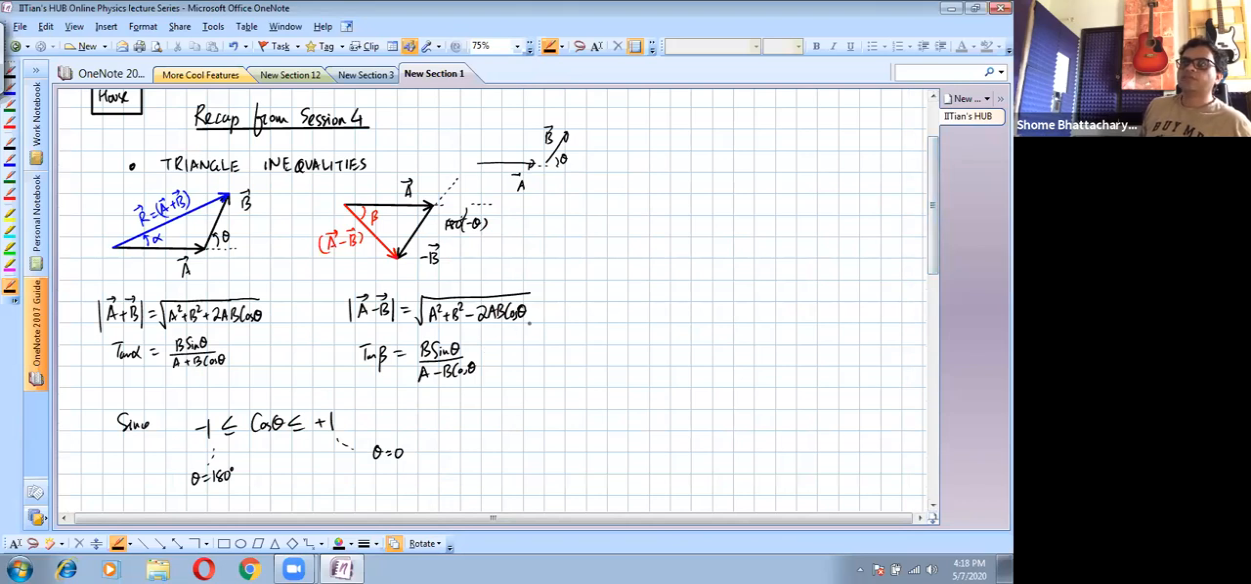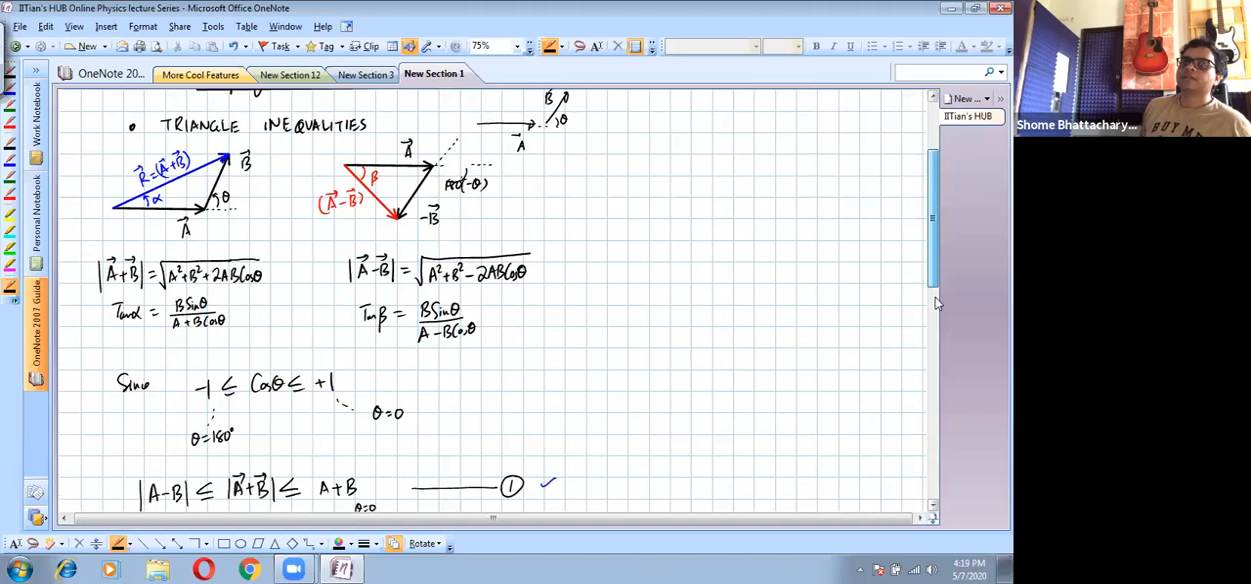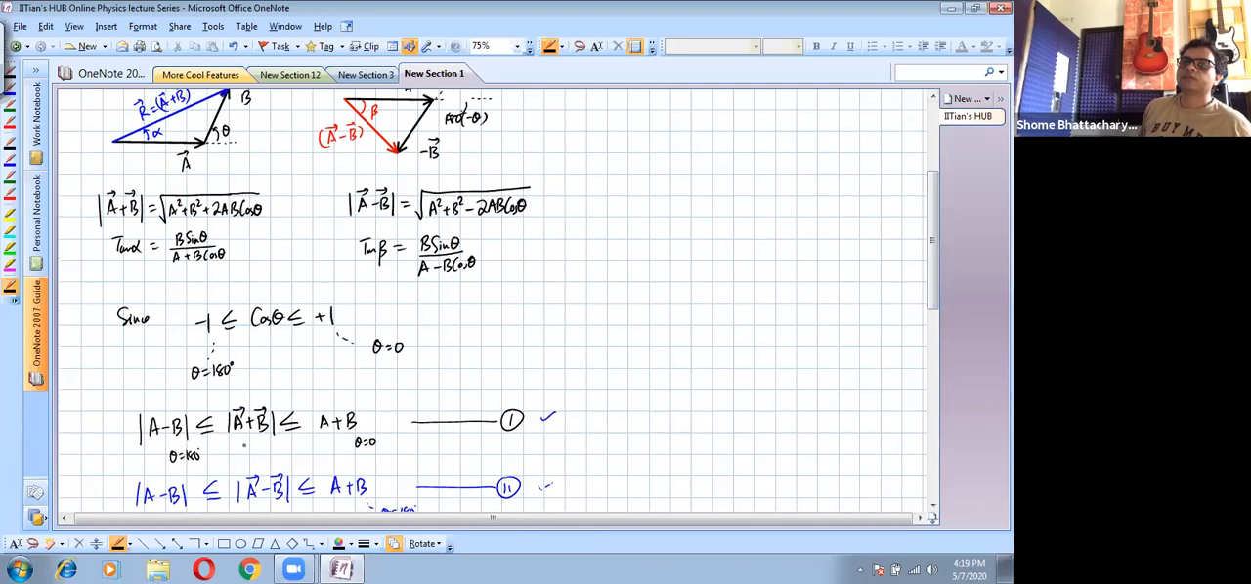Okay, so in the formula for mod A plus B and mod A minus B, you understand that cos theta can vary from -1 to +1. It cannot be greater than +1 no matter what value of theta we take. It cannot be less than -1 no matter what value of theta we take. So accordingly, this quantity cannot become greater than a square plus b square plus 2ab, and it cannot be less than a square plus b square minus 2ab. So accordingly, you're getting the inequality on magnitude of interest.